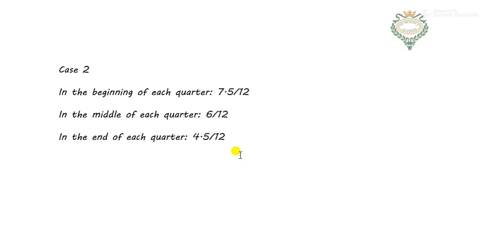Now he may withdraw a certain amount of money in the beginning of each quarter, in the middle of each quarter, or in the end of each quarter. So quarter is different from withdrawing in each month. Now why do partners do like this? Why do they withdraw cash in each quarter?